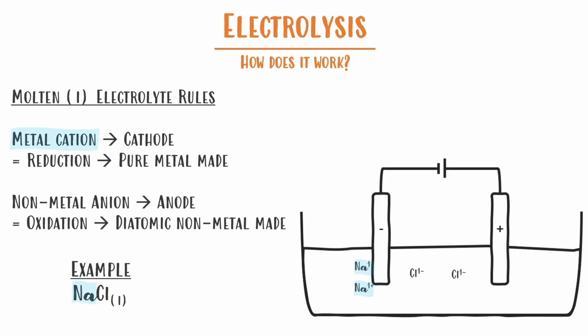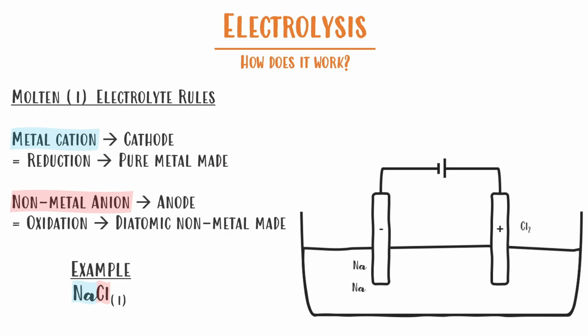where they'll be reduced, so they're going to gain electrons to become neutral. And here we've made the neutral pure metals. We've made pure sodium. On the other side, we're going to have the chloride ions going to the anode, where they'll be oxidized and they'll lose electrons. Now, because you make a diatomic product, they're going to join together to make Cl2, chlorine. These are the 2 products we'll make.